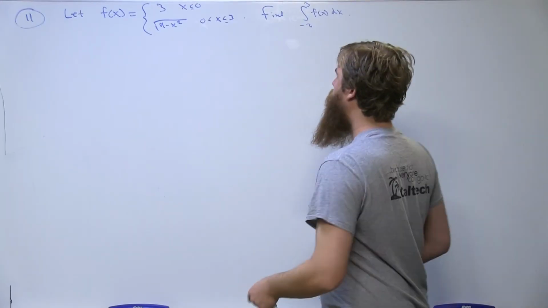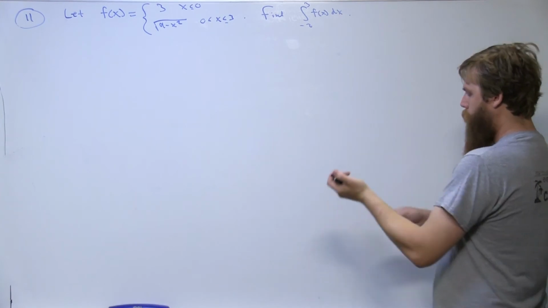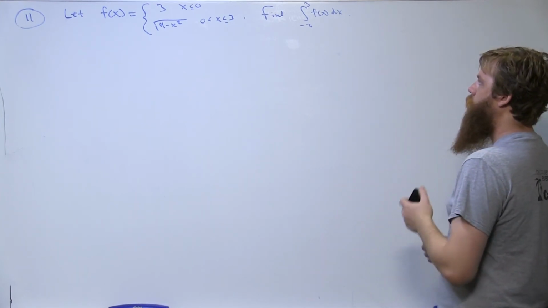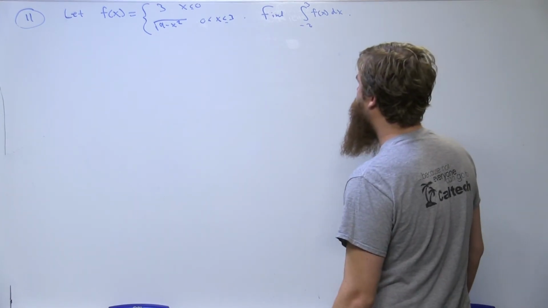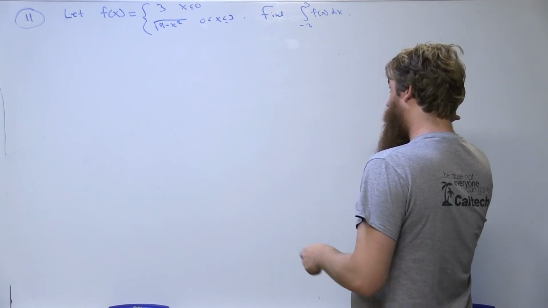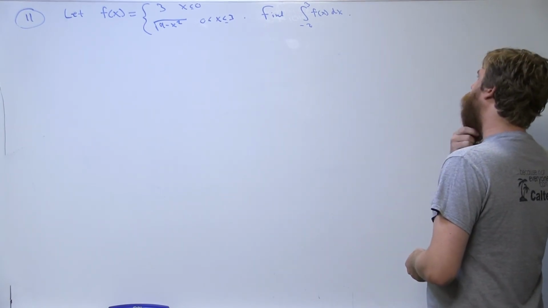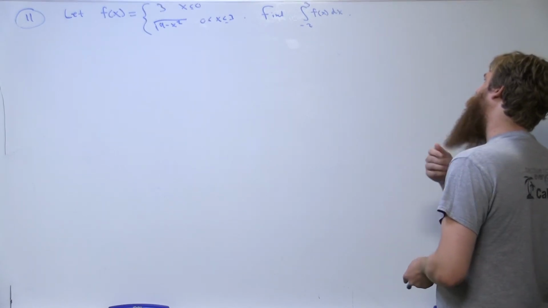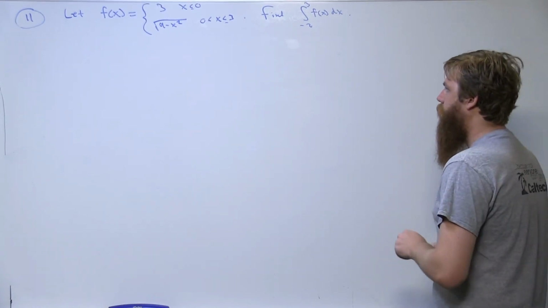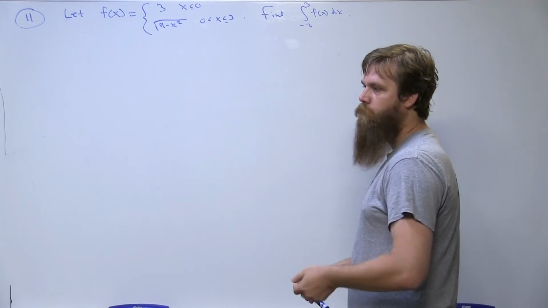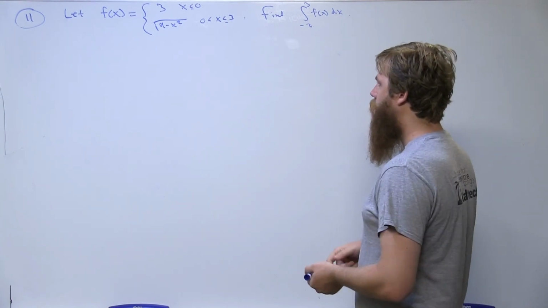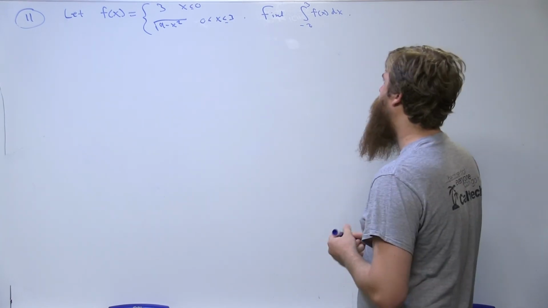Okay guys, in the 11th problem, we're given the piecewise function f of x equals 3 for x less than or equal to 0, and the square root of 9 minus x squared if x is between 0 and 3. We're told to find the integral from negative 2 to 3 of f of x dx, and it's hinted that we should use some geometry. So let's go ahead and take a look at this. We'll talk for a minute about what we can do.